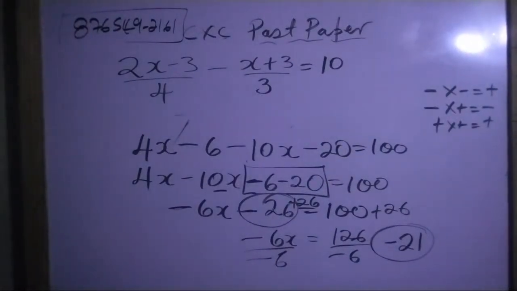Let's go. 2x minus 3 over 4 minus x plus 3. Oh, you guys get plus 10. Okay. Let's see where the error is. Remember, negative times a positive is negative.